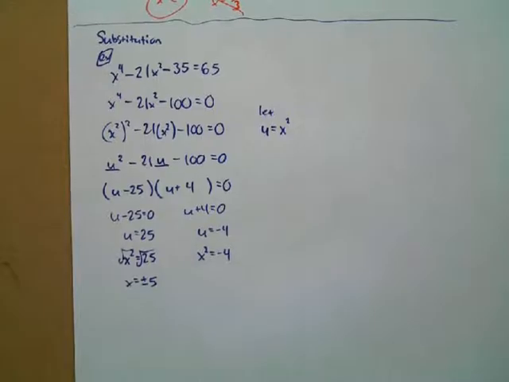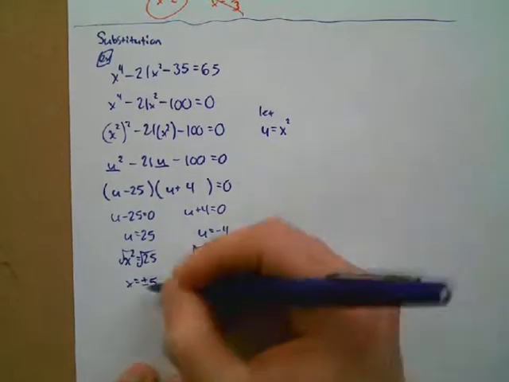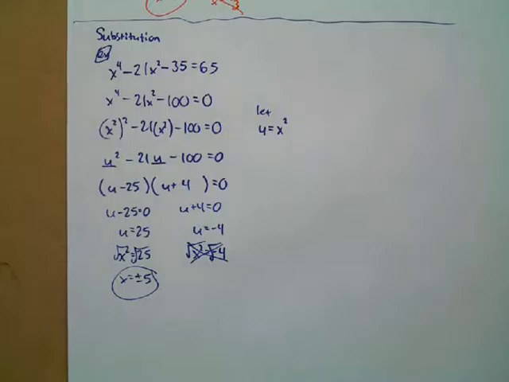It's not really necessary here to use this substitution. If you're comfortable factoring from this step right here with the x to the fourth minus 21 x squared minus 100, if you're comfortable with factoring that to just be x squared minus 25 times x squared plus 4, feel free to do it that way. Okay. I just feel like maybe it's sometimes helpful to change that variable to make it look more palatable.